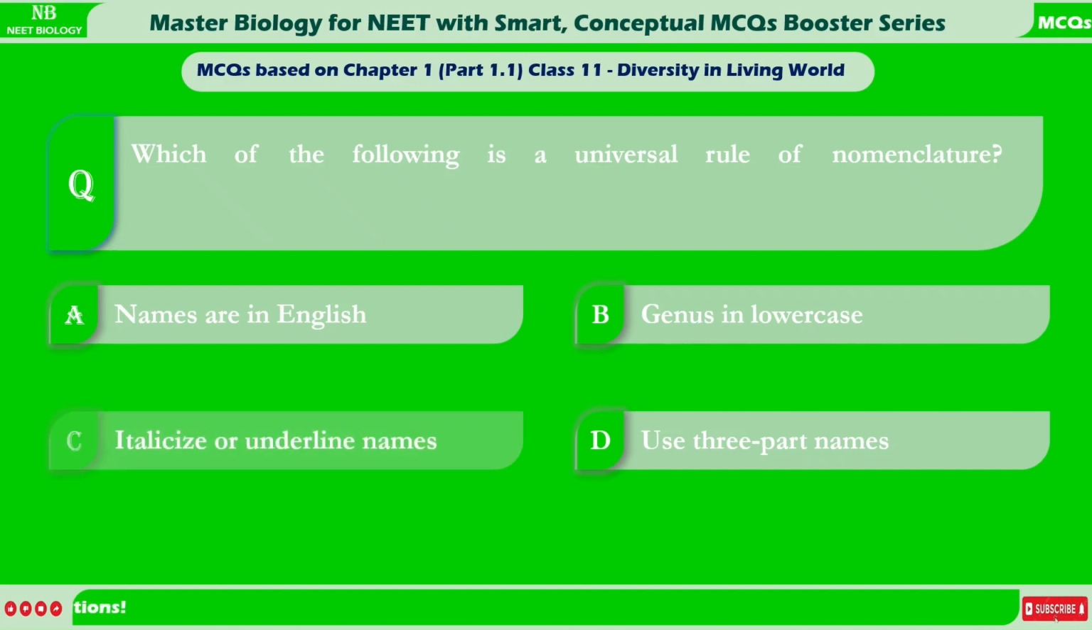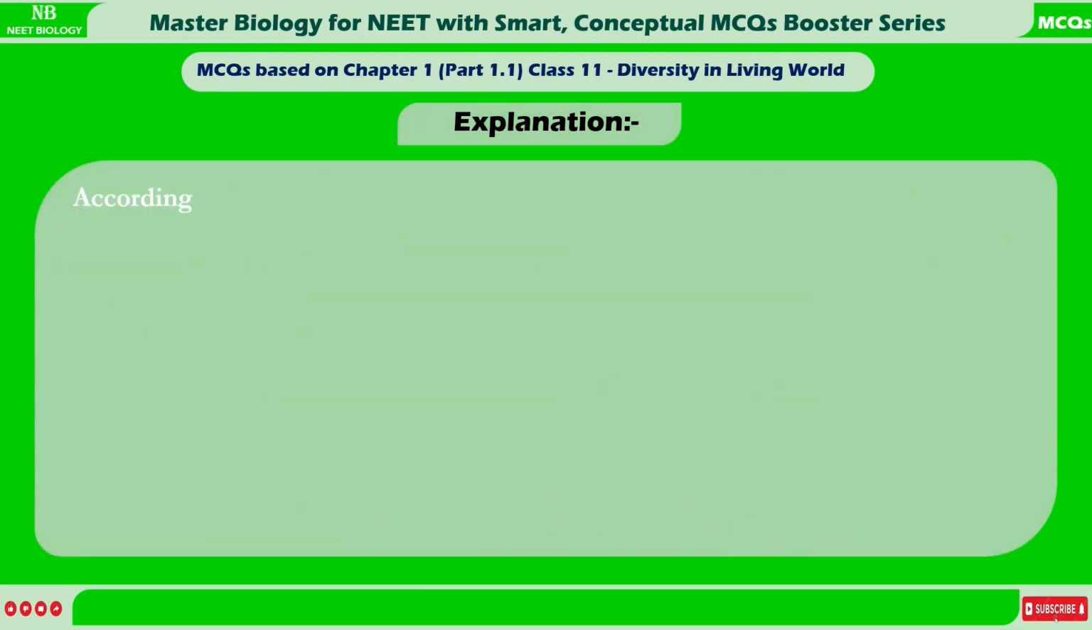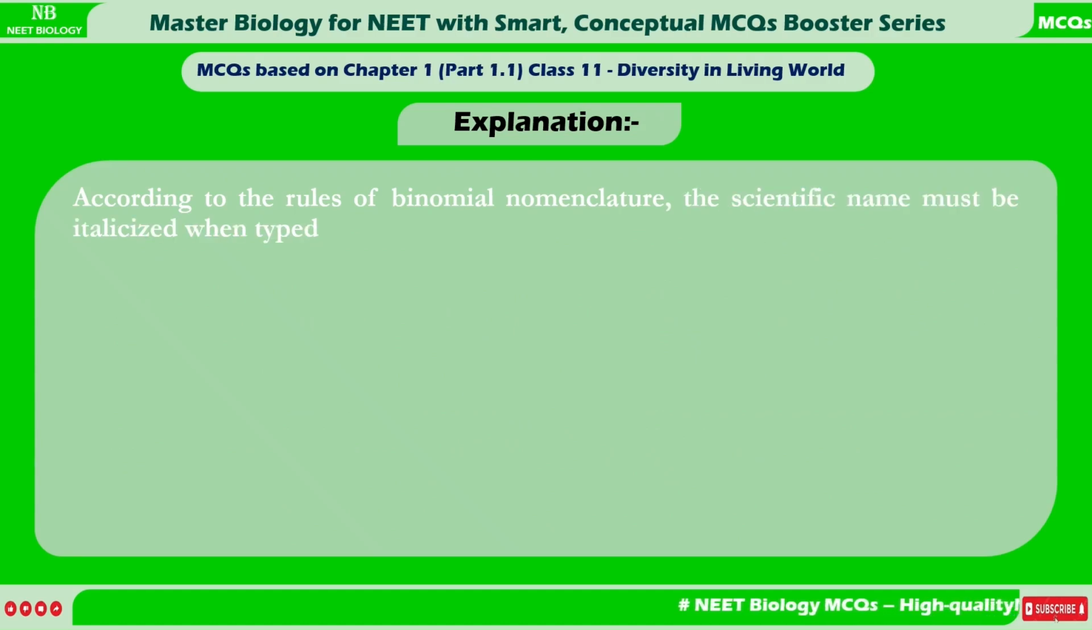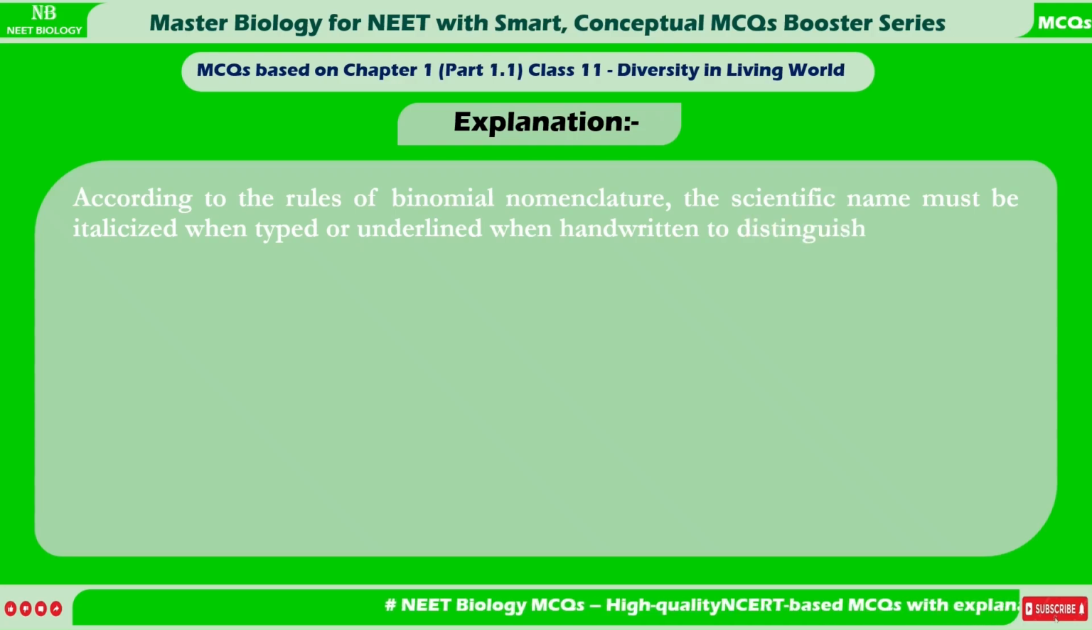Correct answer is C. Italics or underline names. Explanation. According to the rules of binomial nomenclature, the scientific name must be italicized when typed or underlined when handwritten to distinguish it from other text.